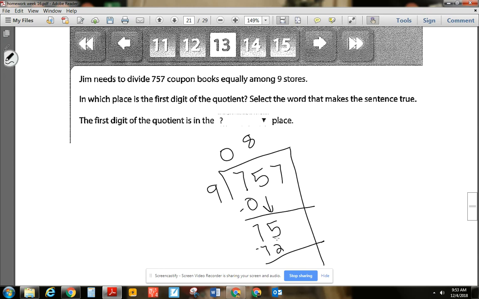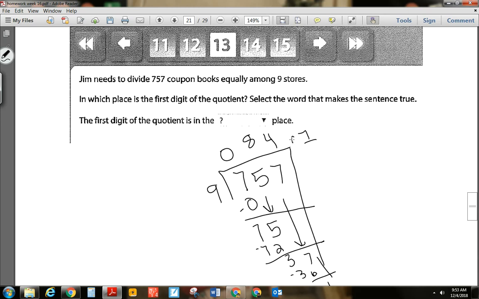8 times 9 is 72. It's 37. How many 9's fit into 37? 4. Then we have that 1 remaining, right? 37 take away 36 is remainder 1. The first digit of the quotient, right here, is in the tens place.